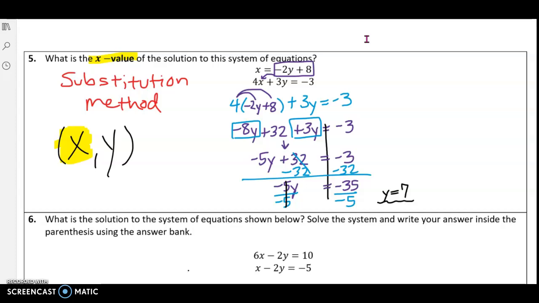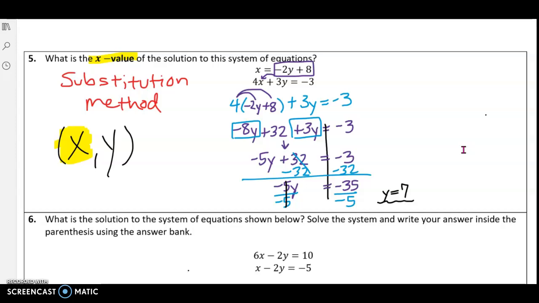Okay, so we have found our y value, but look at the question and what it's asking for. This one says, what is the x value of the solution to this system of equations? And as you know, the x is the first number in your point that is a solution. Well, I only have the y, so I actually haven't finished. If they had asked for the y value, I would be done and not have to do any more work. But they did ask for the x, so let's find it.